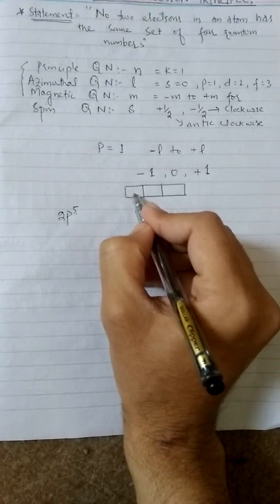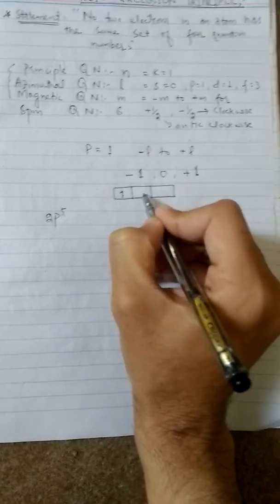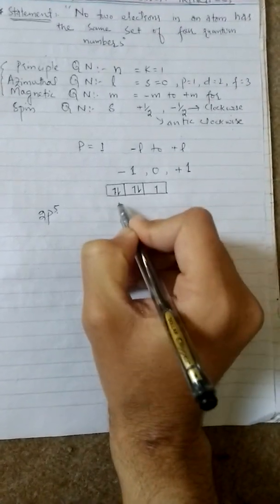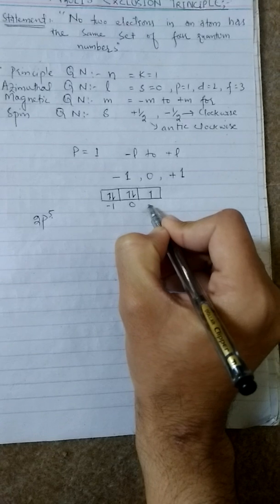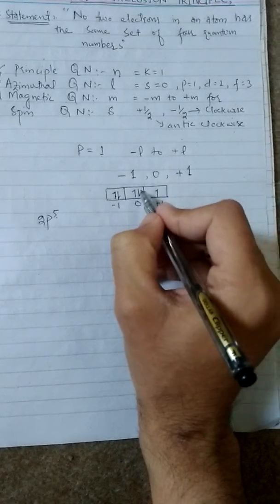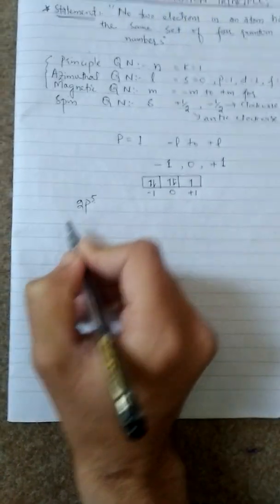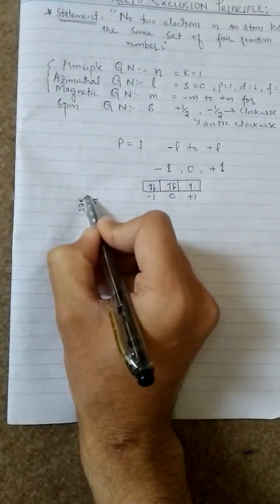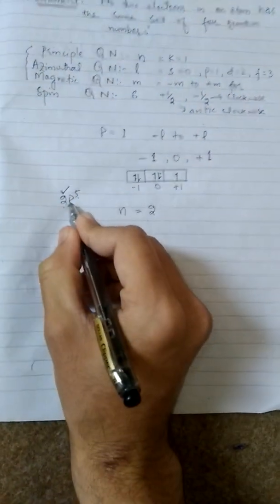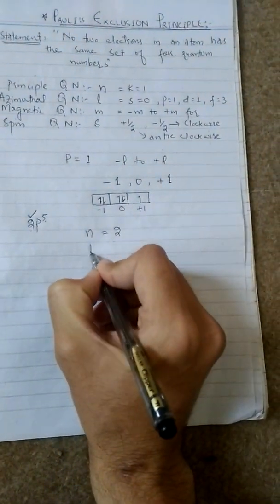That is the p orbitals, p subshell, 1, 2, 3, 4 and 5. This is the fifth electron. This is minus 1, this is 0, this is plus 1. The electron of interest is the fifth one according to Hund's rule. So if we look here, this is n. N is 2. For P, L is 1. So L is equal to 1.